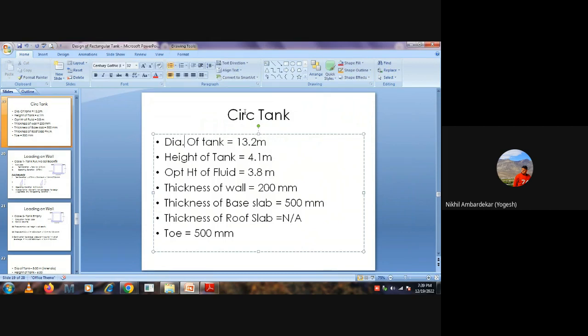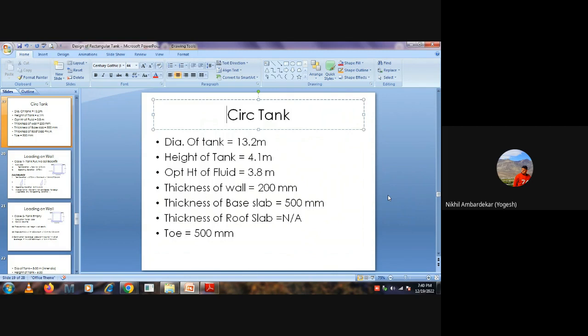Let's check the circular tank. Assume the internal diameter of the tank as 13.2 meters. I'm just taking one example. The height of the tank is, let's say, 4.1 meters.